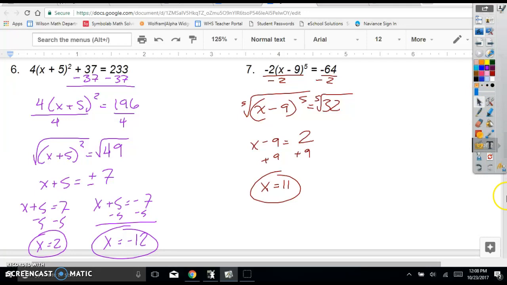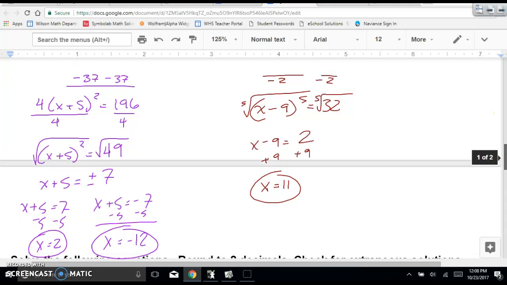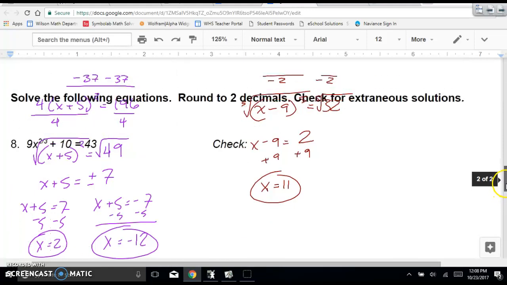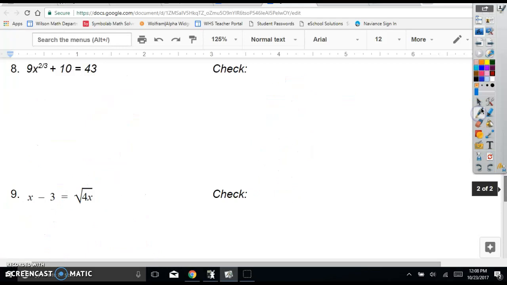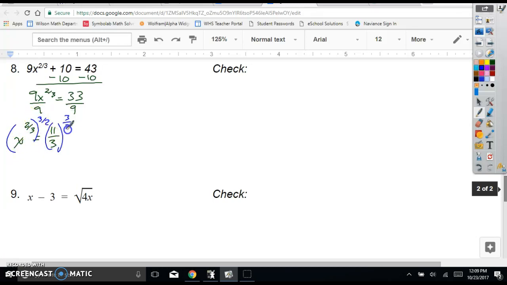The back is going to require a little more time, just because it's a more demanding type of problem. So 2 decimal places still, but now we have to check our solutions. So starting with number 8. Subtract 10, over 9x to the 2/3 equals 33. We're going to divide by 9. I'm going to go ahead and reduce that to be 11 over 3. And now I'm going to raise this to the reciprocal of 2/3. So I'm going to raise this to the 3 over 2.